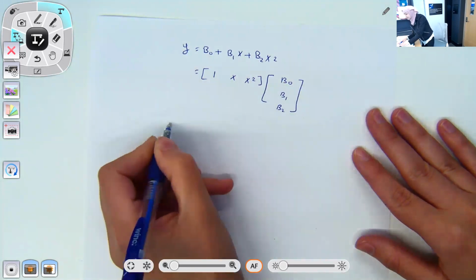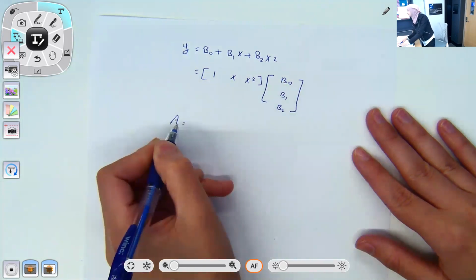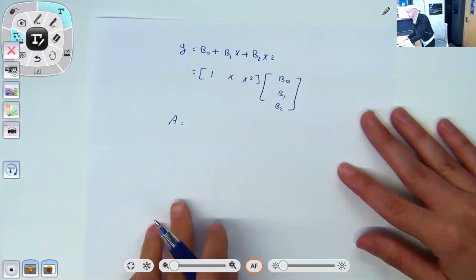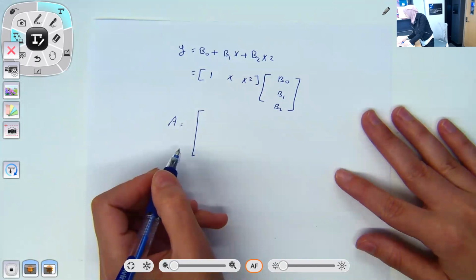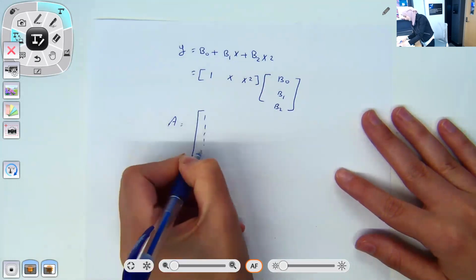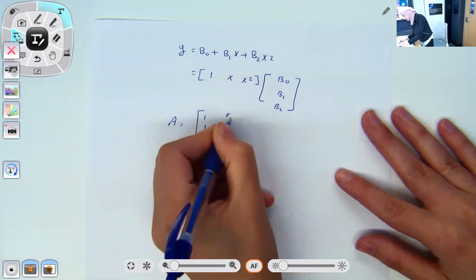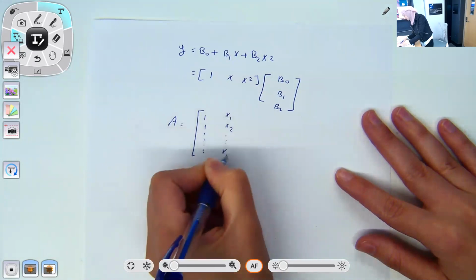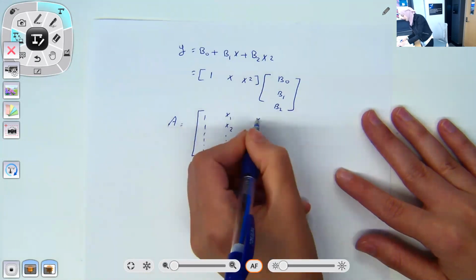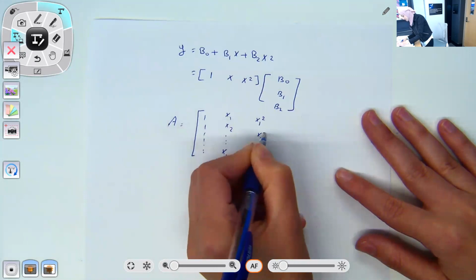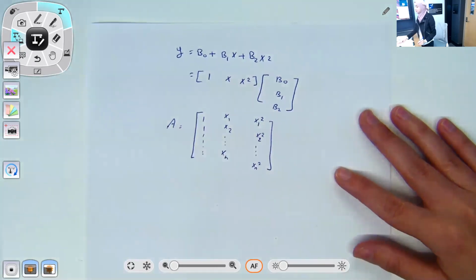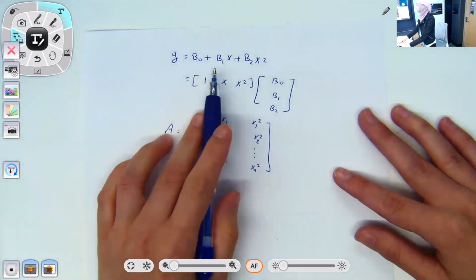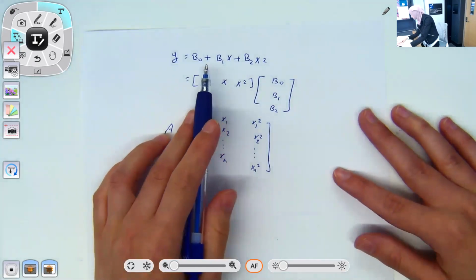Suppose the matrix A is a design matrix. Because here we have just 3 different variables, the matrix A consists of 3 columns. Here we have 1, here we have x1, x2 up to xn, and in the third column we have x1 squared, x2 squared up to xn squared. And you learned before how to find the value of these parameters by using least squares.